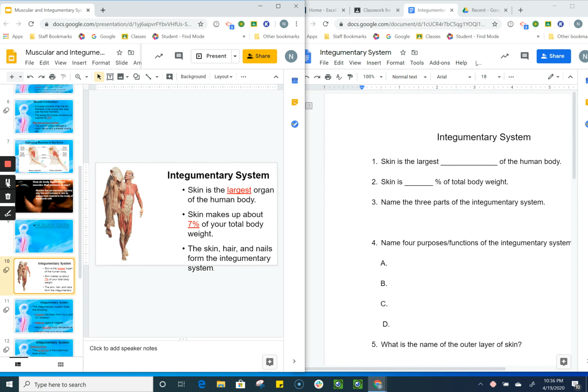So for the integumentary system, the skin is the largest organ of the human body because remember, an organ is layers of tissues working together to carry out a function. So that's why we can classify skin as an organ. Skin, according to this slide, is about 7% of total body weight. The three parts of the integumentary system are the skin, hair, and nails.